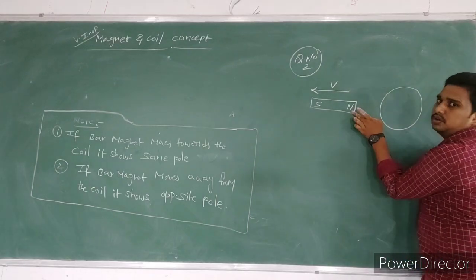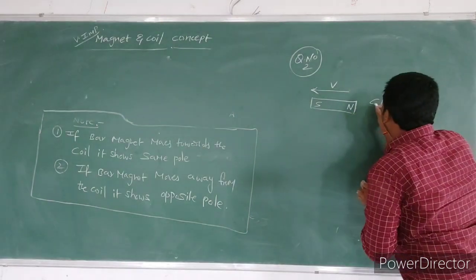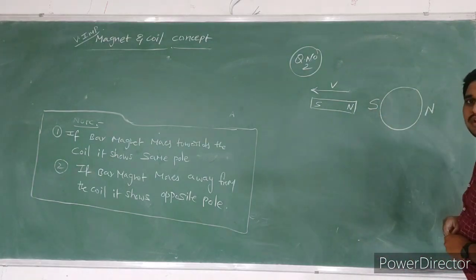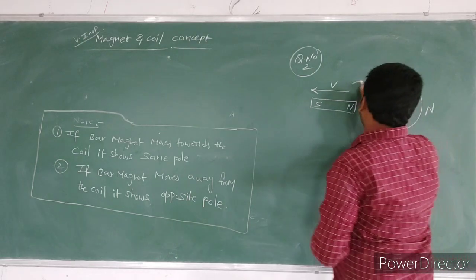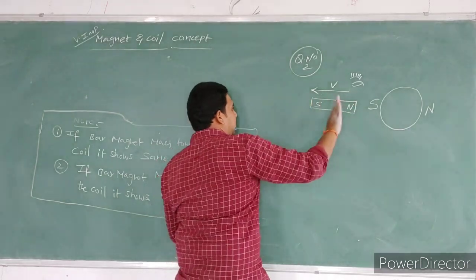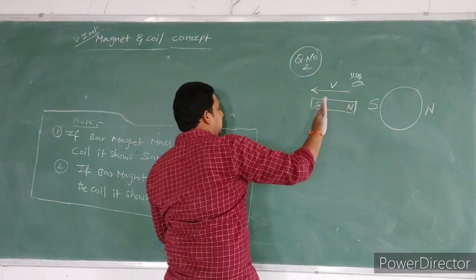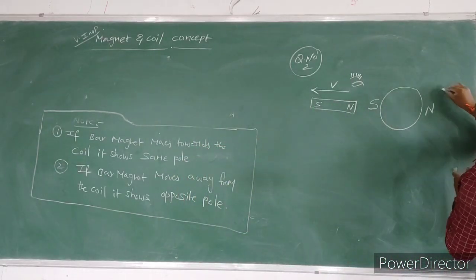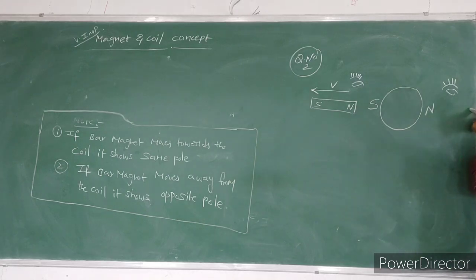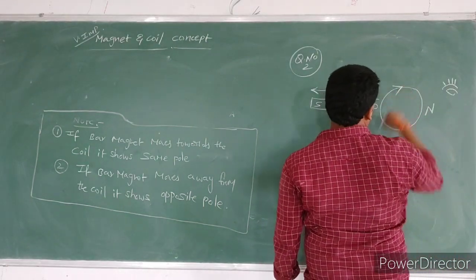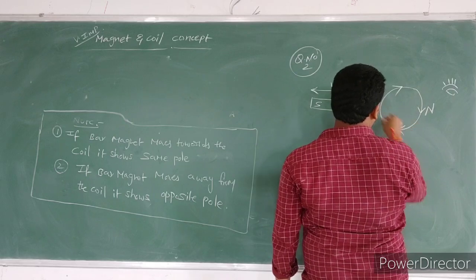That means this is the north pole, so definitely this end of the coil will show the south pole. Have you got my point? If a person is here, he observes this side of the coil, so it will look like a south pole. If another person is here and observes this side, it will look like a north pole. South pole means clockwise direction. North pole means anti-clockwise direction.